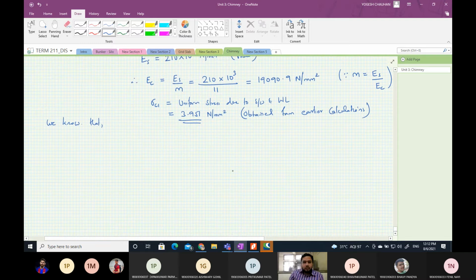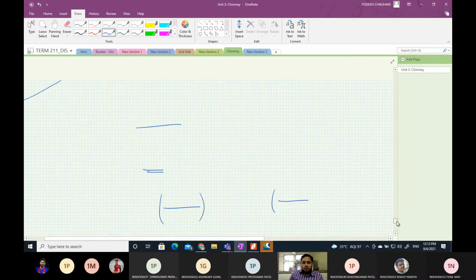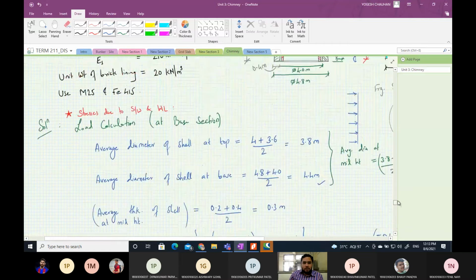Now we know that sigma C1 into 1 plus m minus 1 into p, whole divided by k square by 2 minus m p into a minus k, is equal to alpha t times EC. Okay, this we obtained in our theory class.